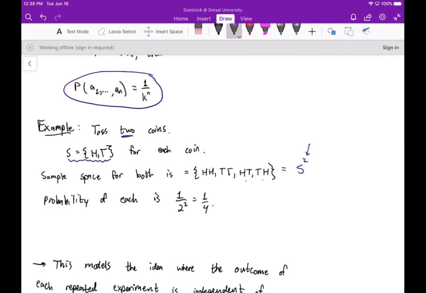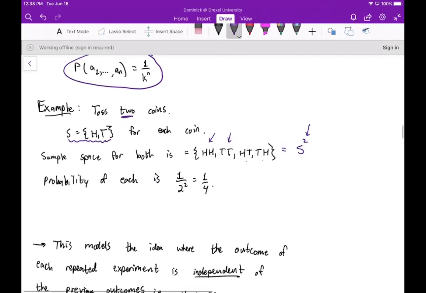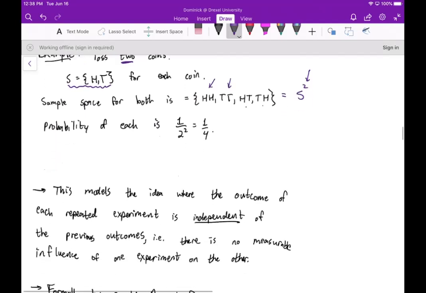If I was tossing three coins, then it would be S to the third, four coins, S to the fourth, and so on. And of course, the probability of each one of these outcomes would be 1 over 2 squared, right? Which of course is just 1 over 4, right? So all this stuff is sort of relating to what we just said.